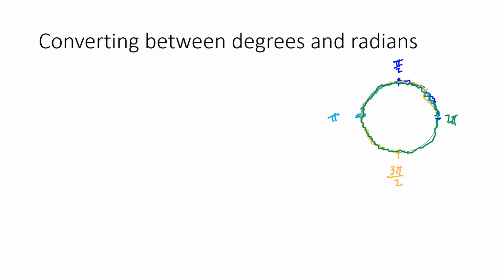So let's compare that to what we know about degrees. If we went just 1/4 of the way, we would make this angle. What's this angle equal to? Well, we know that this angle is 90 degrees. So from what we know, then pi over 2 is the same as 90 degrees.